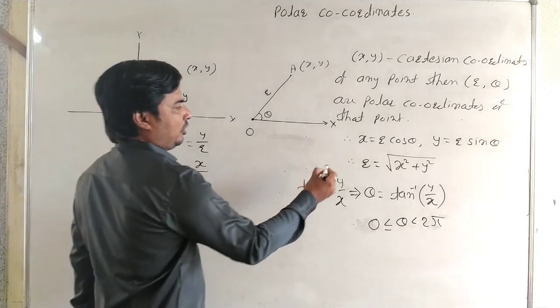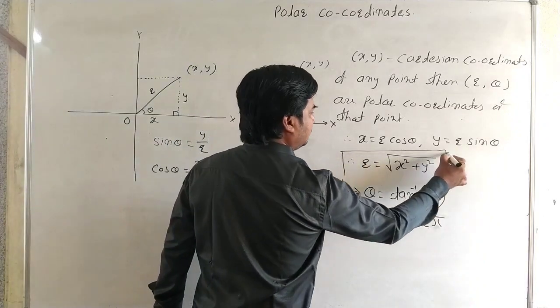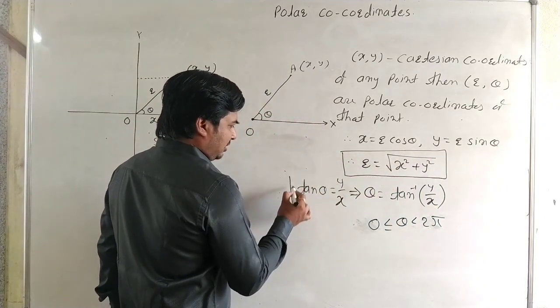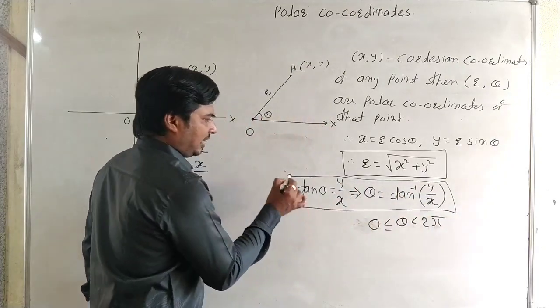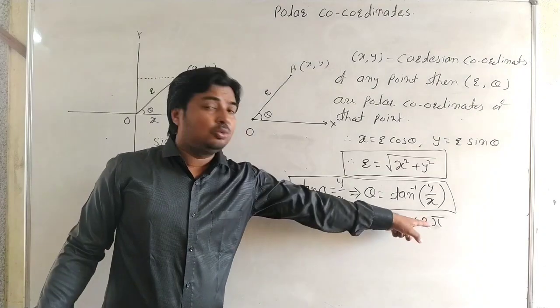These are the polar coordinates r and theta. Here solve this trigonometric equation, we get theta, and theta is between 0 and 2 pi.